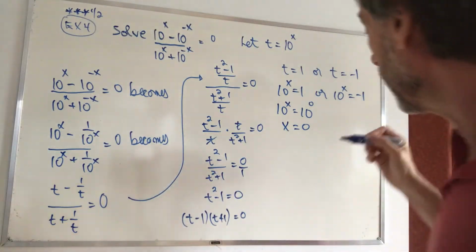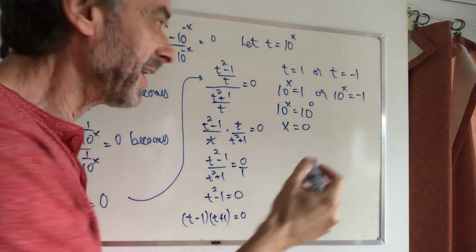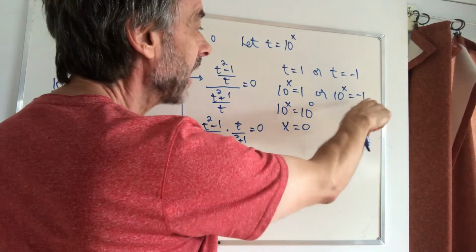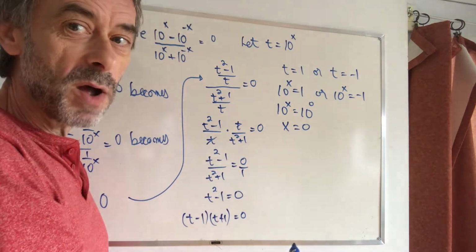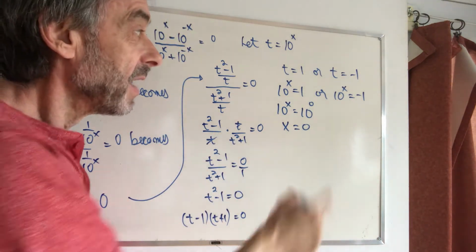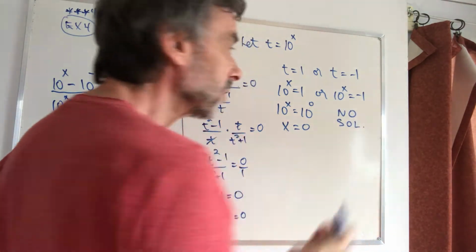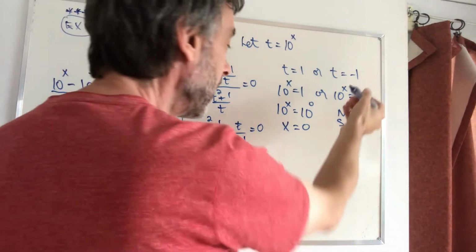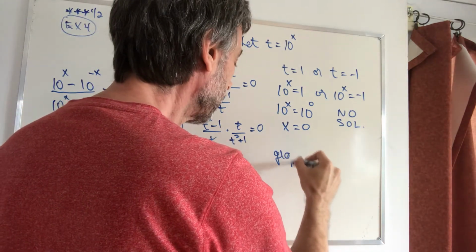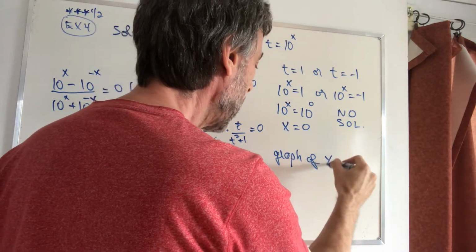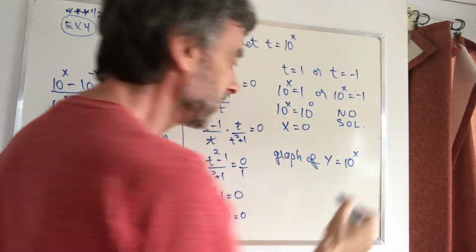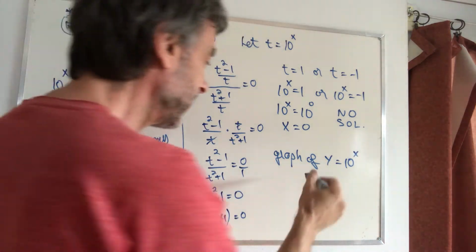As for the other side, that's going to be pretty hard to write minus 1 as 10 to the something, right? Fact is, there is no solution to this guy. Here's why. What's the graph of y equals 10 to the x? Remember that from the previous video?